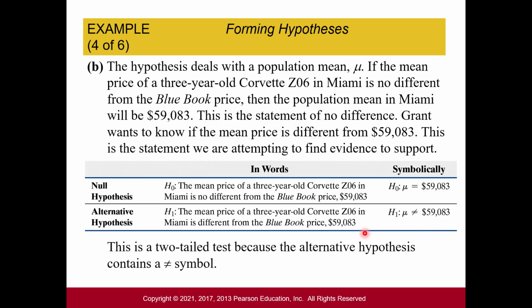And so this is a two-tailed test because the alternative hypothesis has a not equal symbol. It doesn't have your inequality symbol pointing left or right, greater than or less than, and so that makes it a two-tailed test when it has just a not equal sign.